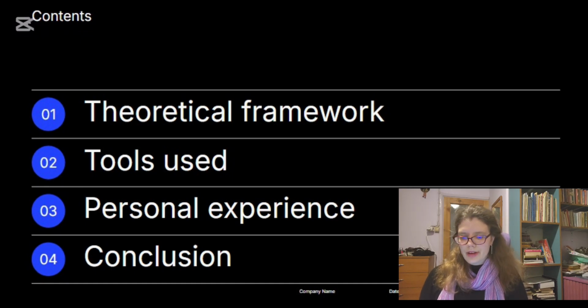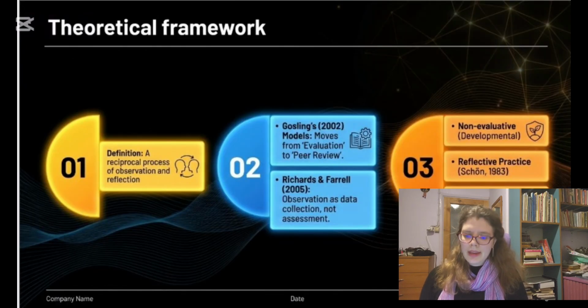We will start by defining what peer observation is. It is a reciprocal process of observation and reflection. To ground this in the literature, we must distinguish between evaluation and development. An administrator or principal might observe a teacher to decide if they should continue working at the institution the next year. This would be evaluation. Development, however, focuses on the teachers improving their teaching, not on evaluating the competence of the teacher.